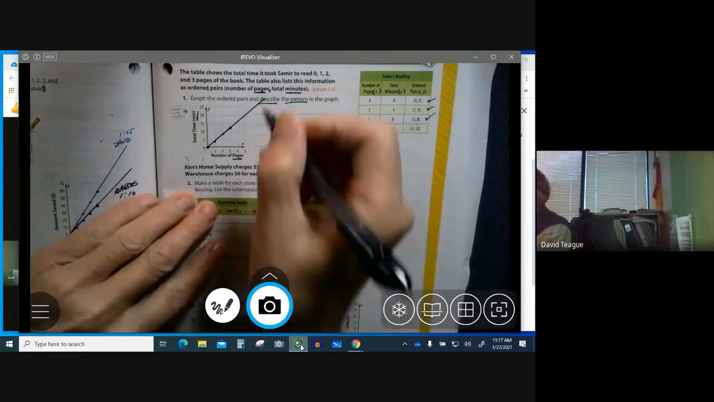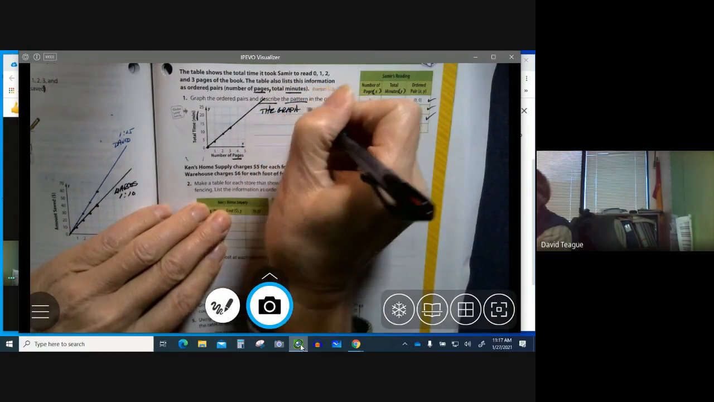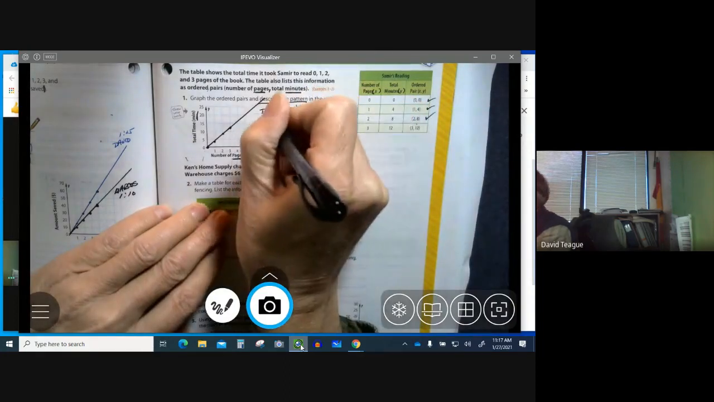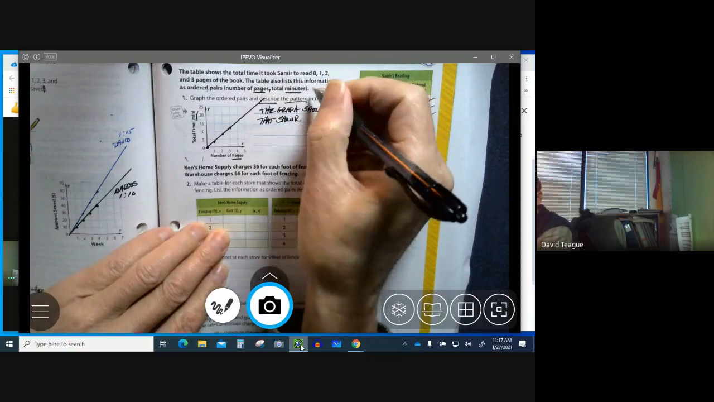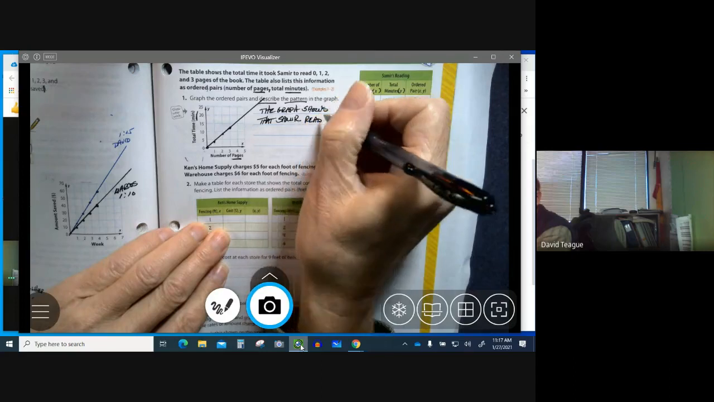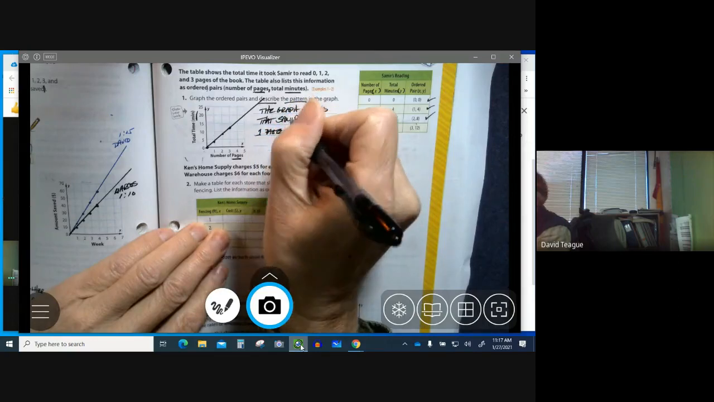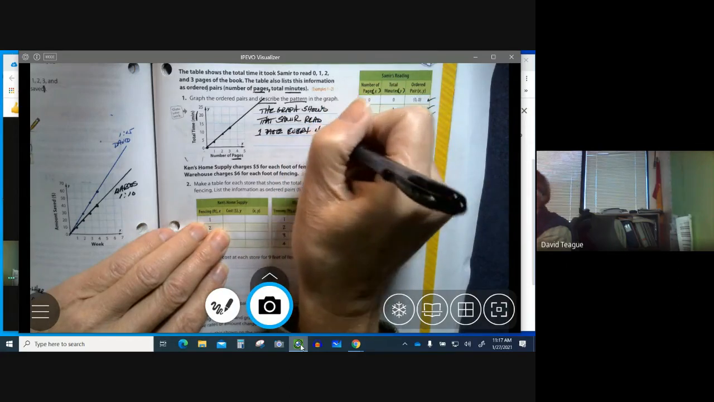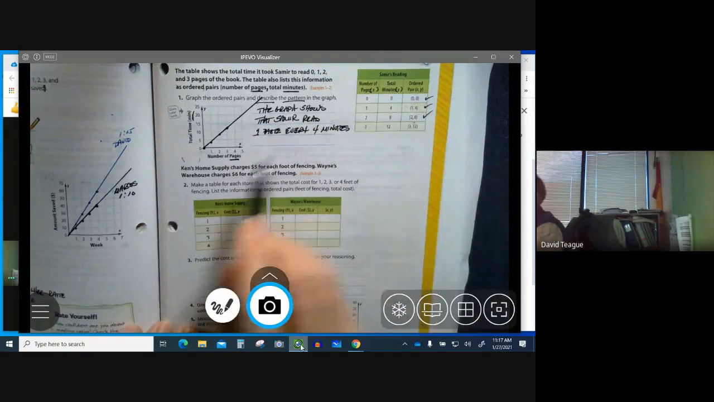Okay. So we're going to write: the graph shows that Samir read one page every 4 minutes. Okay. So that's what this graph is representing.